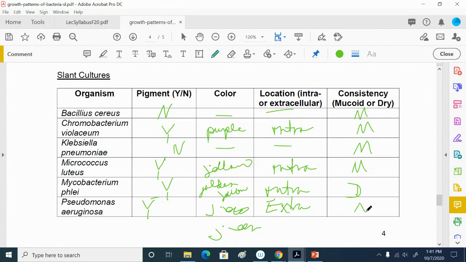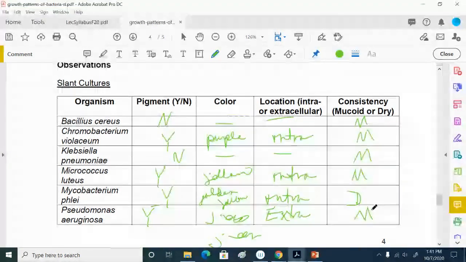Mucoid. It's mucoid. It's just not very mucoid. Right, so those were the characteristics for the agar.